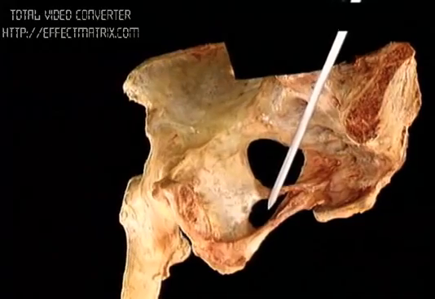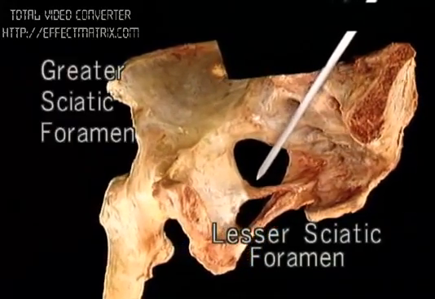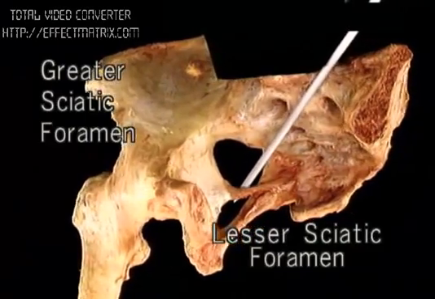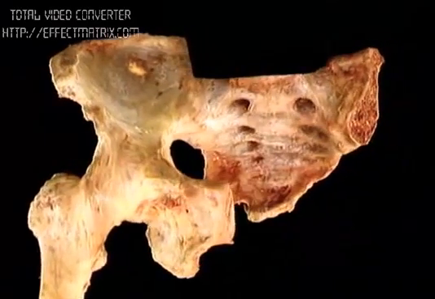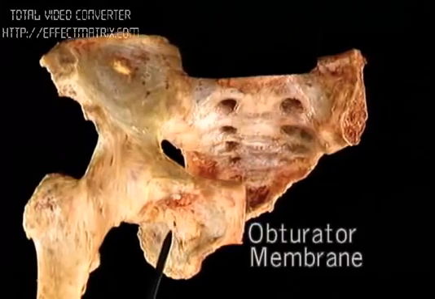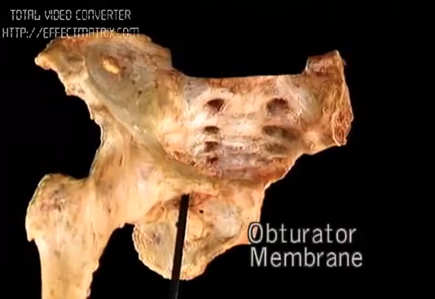These two openings are the lesser sciatic foramen and the greater sciatic foramen. The sciatic nerve passes through the greater sciatic foramen. The obturator foramen is largely closed by the obturator membrane. The obturator nerve and vessels pass through a small tunnel here.